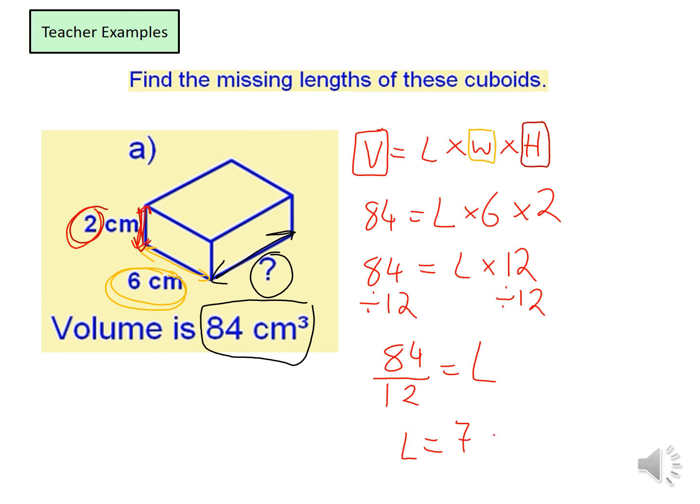7 centimeters. Don't forget, when we're calculating a length, it's one dimensional. So our length here is 7 centimeters. So what we have essentially done is used our volume formula to calculate the missing length.